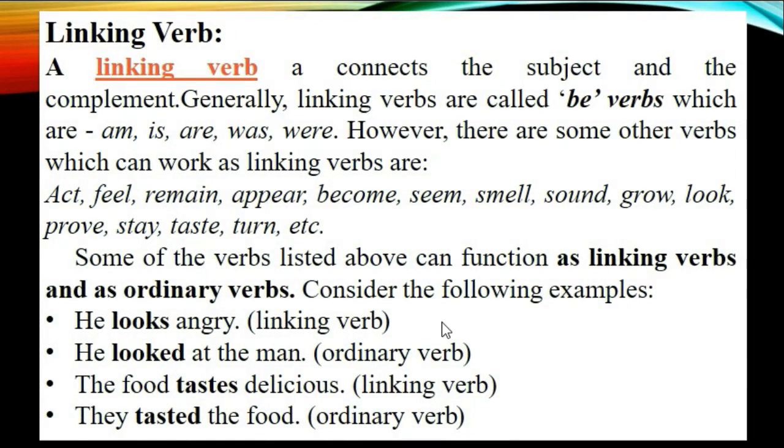Linking verb. Linking verb connects the subject and the complement. Generally, these linking verbs are called be forms of verbs, such as am, is, are, was, were. However, there are other verbs that work as a linking verb. These are act, feel, remain, appear, become, seem, smell, sound, grow, look, prove, stay, taste, turn, etc.